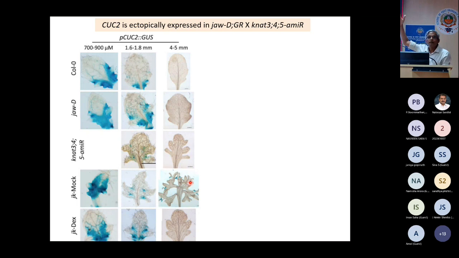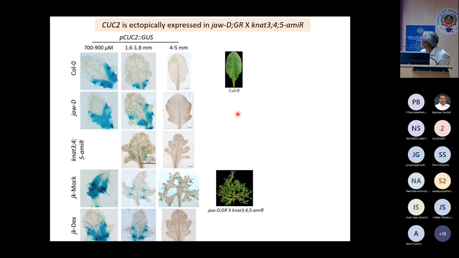And this expression of the boundary gene CUC2 is required. How do you know? This is the wild type. This is the compound leaf that I told you. In this background, mutate CUC2, the boundary gene, and the leaf looks like this. That means the branching and branching is CUC dependent. It is branching because CUC is functional here. When we mutate CUC in this background, the leaf comes back to normal. So CUC is required for it. It is a downstream gene.